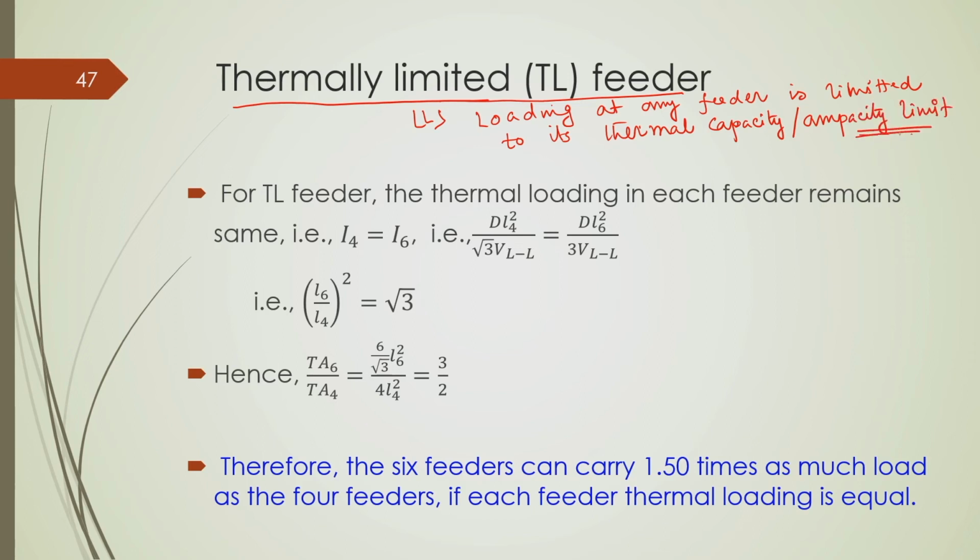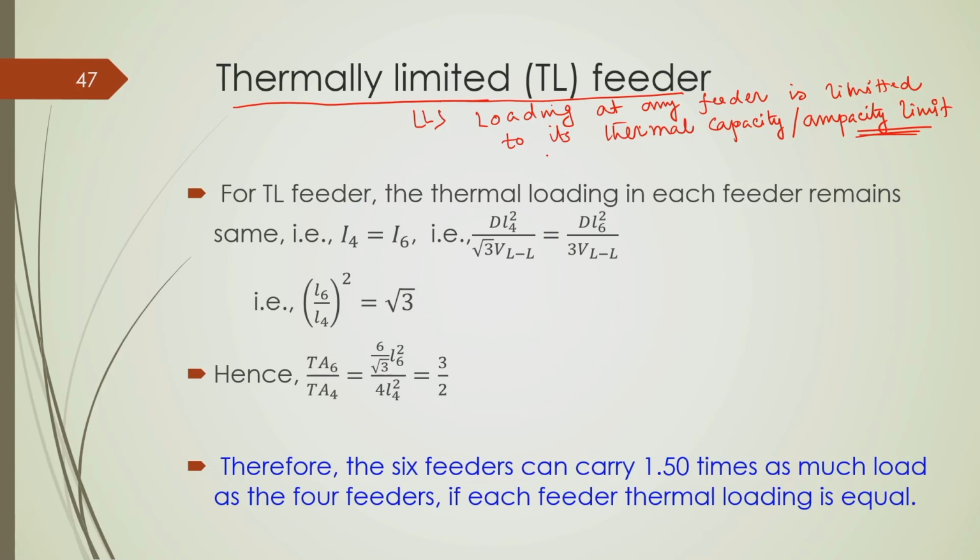Okay. So, as I said a few moments before, every conductor has some ampacity limit. So, here the feeder loading is limited up to this ampacity limit. This is one of the constraints I will again discuss when I talk about power distribution system planning, that the maximum loading of each of the feeders is limited to its individual ampacity limit.